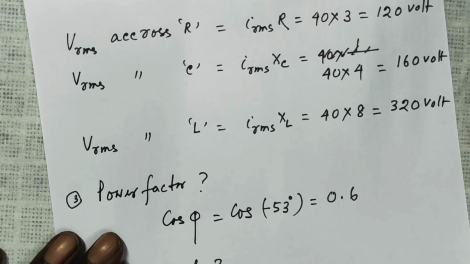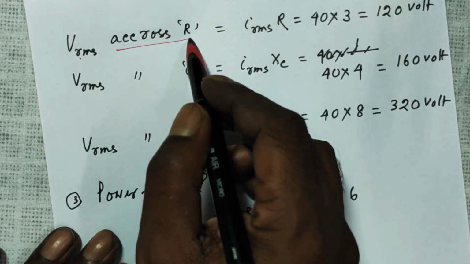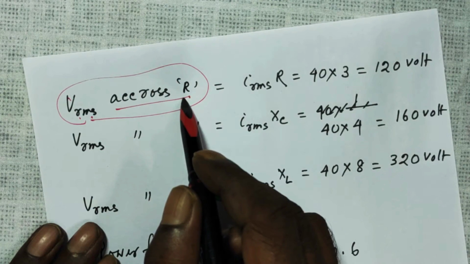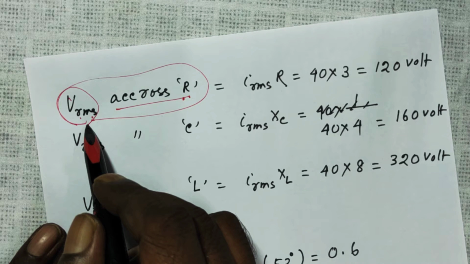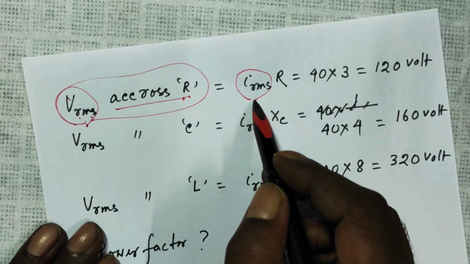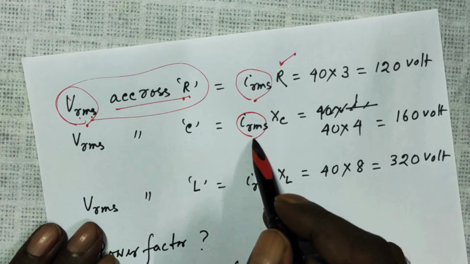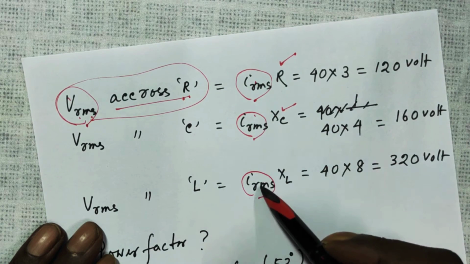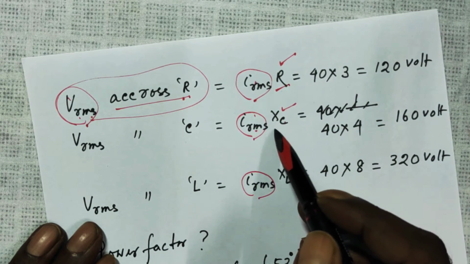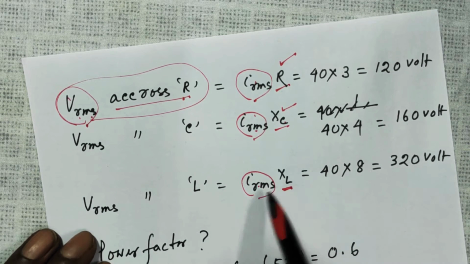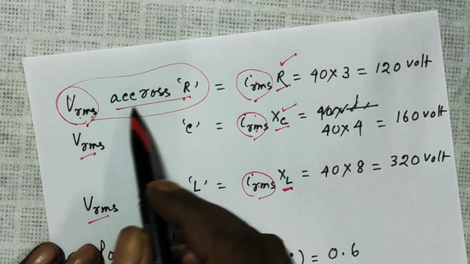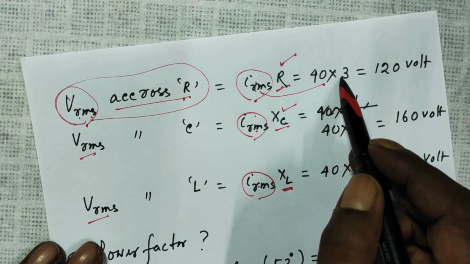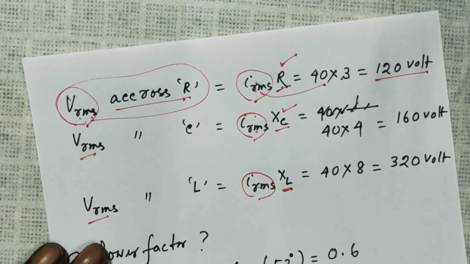Then coming back to VRMS across the resistance, the RMS value of the voltage across the resistance. Any voltage is current into resistance. This current IRMS is flowing through the R. This IRMS is flowing through the capacitor. This same current is flowing through the inductor. So current into its resistance will be the voltage. So VRMS across R will be current into its resistance. This we found out as 40, R is given 3, so 120 volt.